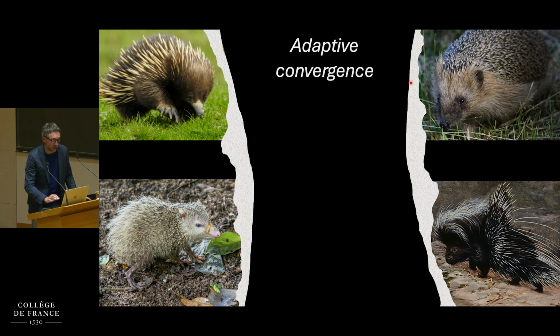And just to give you an example, if we're looking at convergence, the repeated endpoints of evolution whereby similar phenotypes appear independently in different lineages. Here you see, for instance, of course, you all know the hedgehog, which has the nice spikes as defense mechanisms, which occurred multiple times in different mammalian lineages.